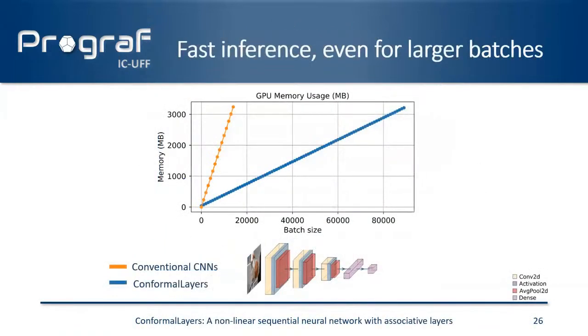Talking about memory usage, we've computed the amount of memory used by our approach during the inference process. By using that composite representation, we were able to run the inference process over 89,000 images using conformal layers with almost the same amount of memory of the approach using conventional CNNs, which could run the inference over only 14,000 images.